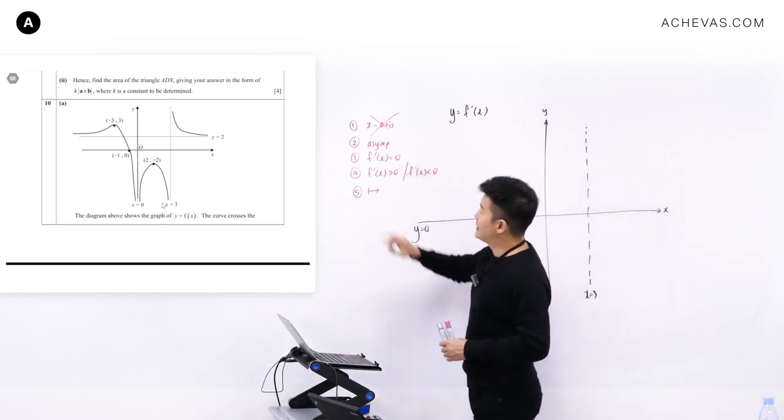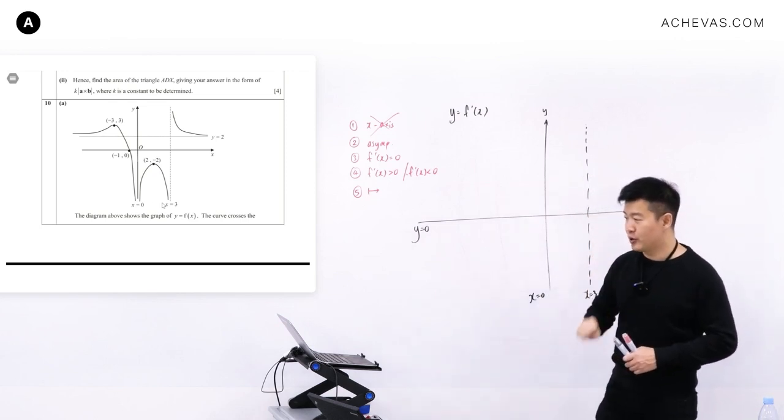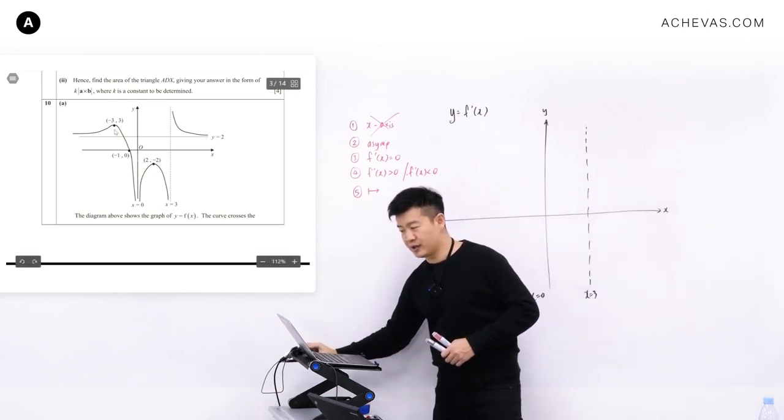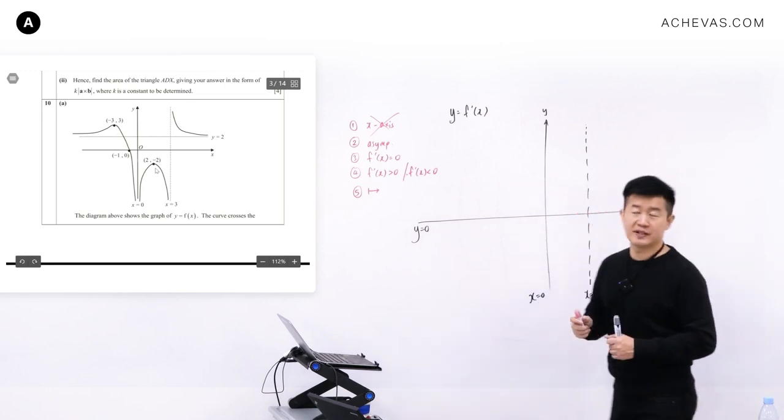Next, I'm going to work on easy points. f prime x is equal to 0. There are two points where f prime x is equal to 0. Just now we have talked about it: minus 3 and 2. These are the two places where the gradient is 0.